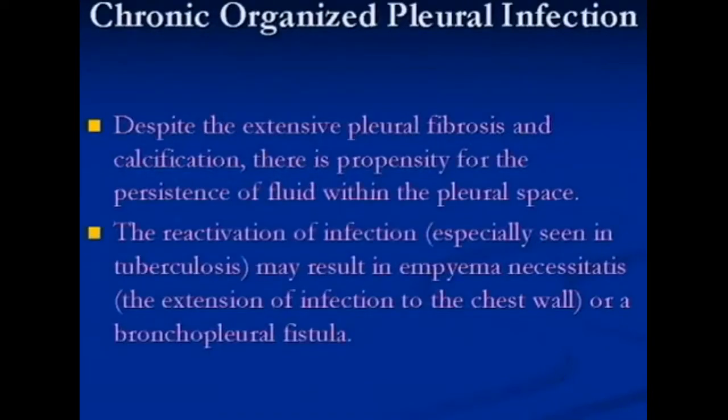Okay, now to finish up infection in the pleural space, we'll go on to organized chronic pleural disease. Despite the presence of extensive fibrosis and maybe calcification, there is a propensity to retain fluid within a pleural space. And this is particularly true in patients with tuberculosis, when one can develop an empyema necessitatis, which is basically an extension of the tuberculous disease through the chest wall, along the paraspinal muscles or along the intercostals, or occasionally develop a bronchopleural fistula.